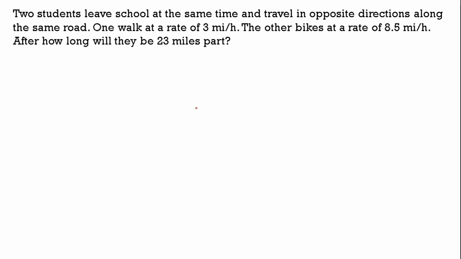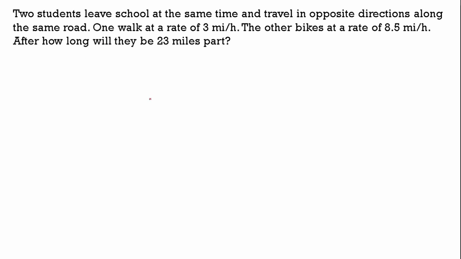Okay, so this next question says 2 students leave the school at the same time and travel in opposite directions along the same road. One walks at a rate of 3 miles per hour. The other bikes at a rate of 8.5 miles per hour. After how long will they be 23 miles apart?